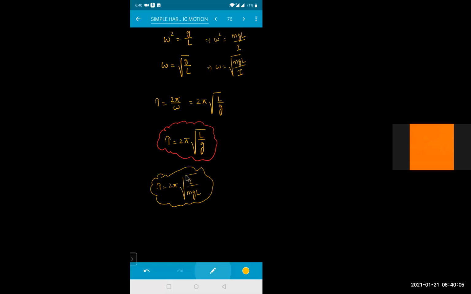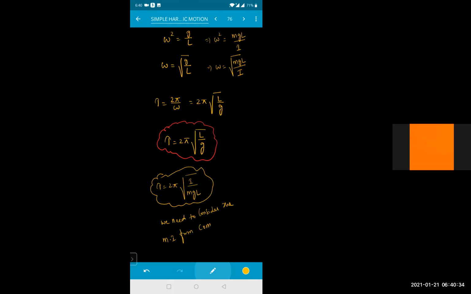So the time period in terms of moment of inertia, I can write the formula T equals 2 pi under root of I by m g. I is nothing but the moment of inertia. So we need to consider the moment of inertia from the center of mass.